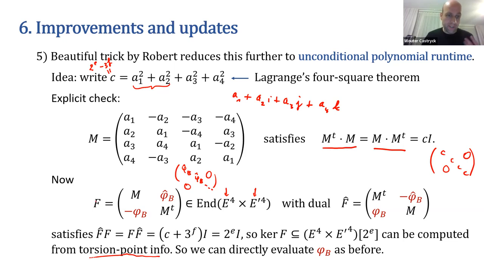And evaluating F explicitly as a subroutine or as a part means that you have access to φ_B, to Bob's secret isogeny. Yeah, so this is really very nice.